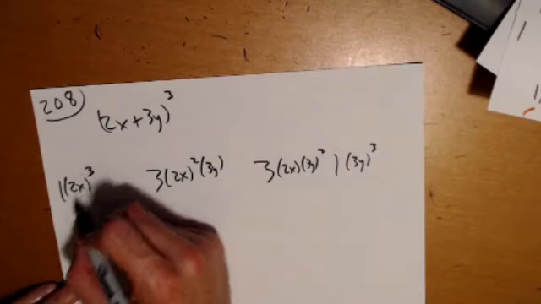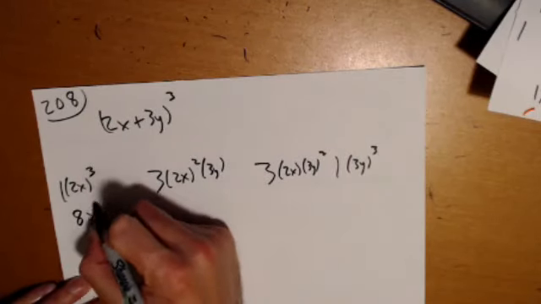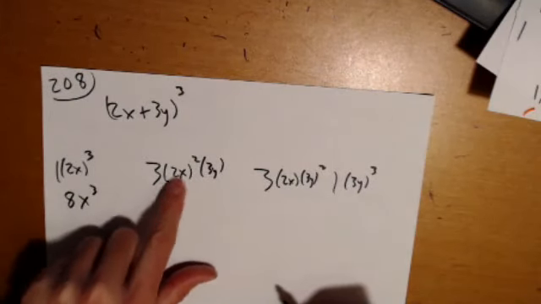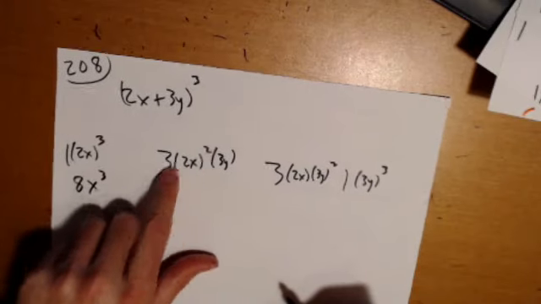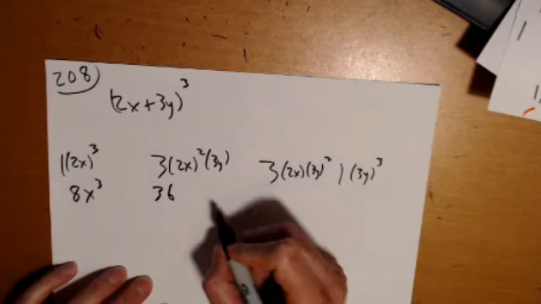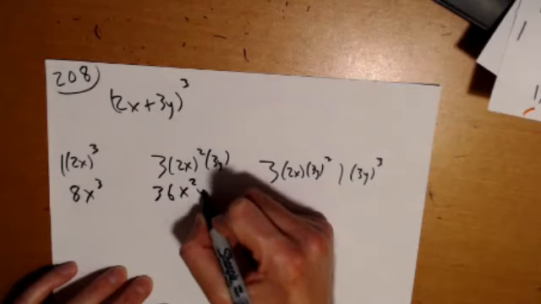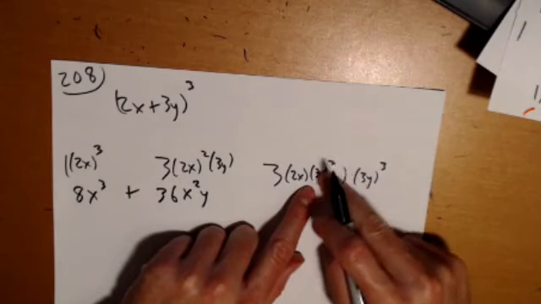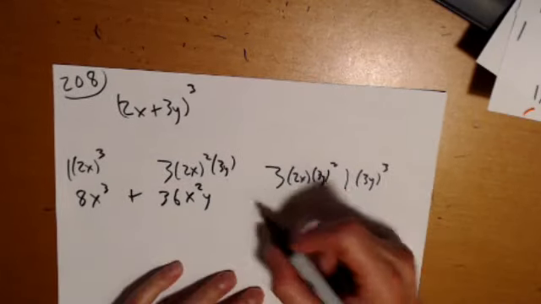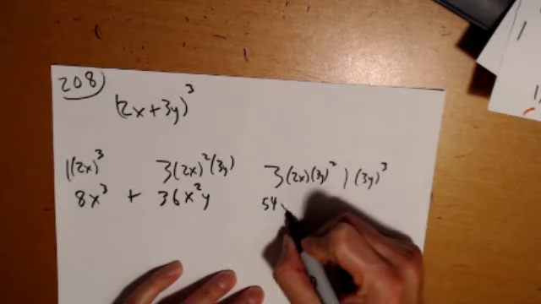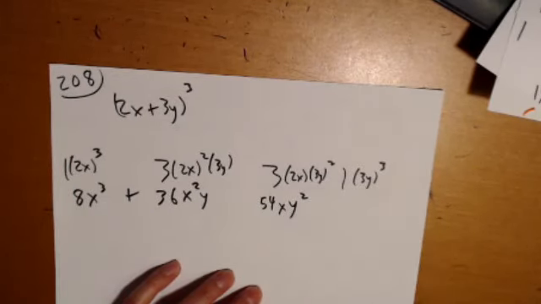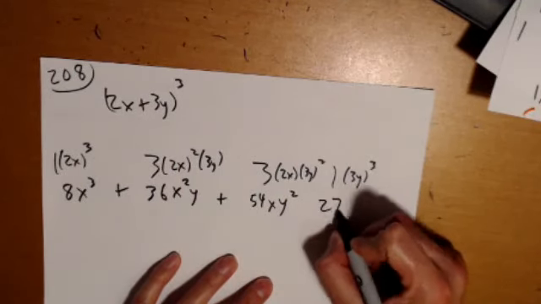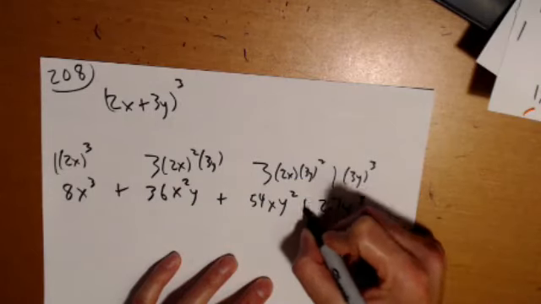So the cube is talking to the 2, so that's going to give you 2 cubed is 8, 8x cubed. Now here, what do we have? 2 squared is 4 times 3 times 3 is 9, so 2 squared is 4 times 9 is 36. X is squared, y. 3 squared is 9. 3 times 2 is 6. 9 times 6 is 54. And x, and then the y guy is squared. So just clean things up. And then at the very end, 3 cubed is 27, and y cubed plus.